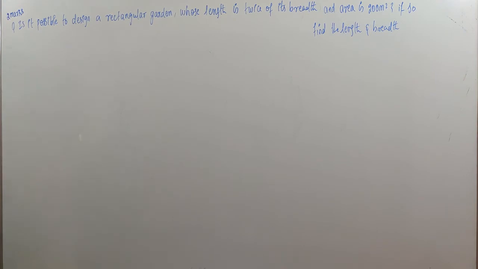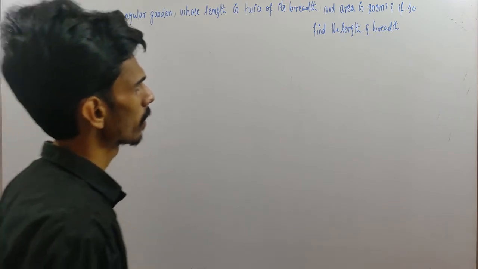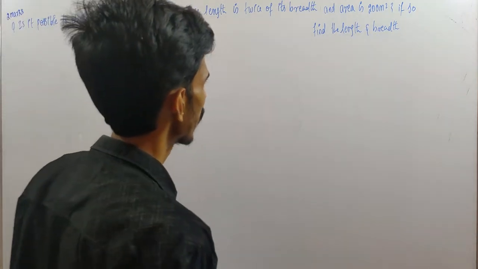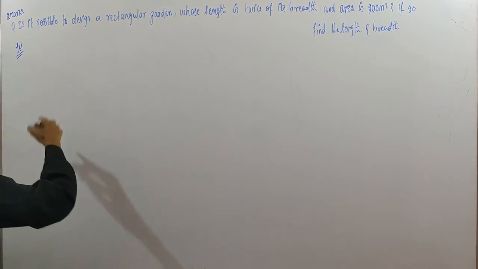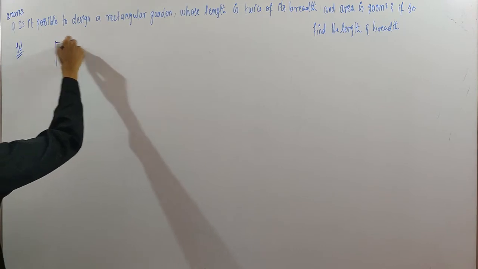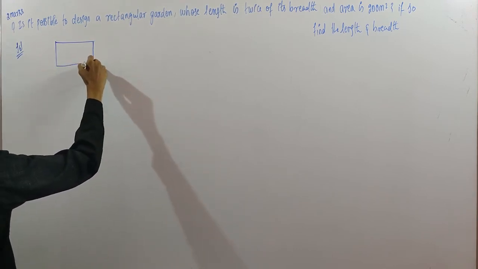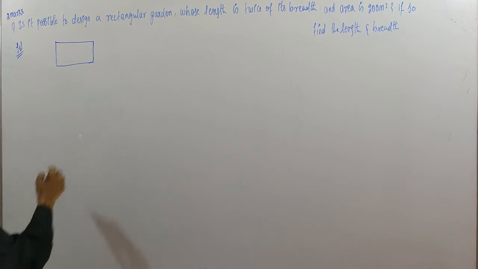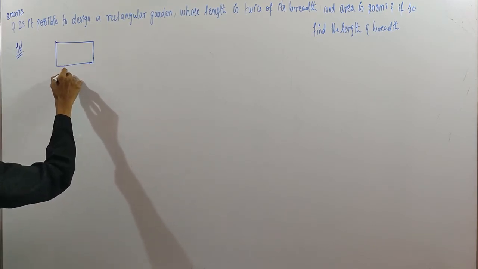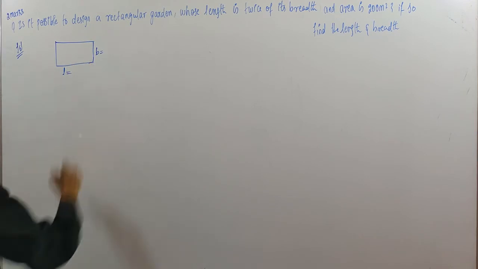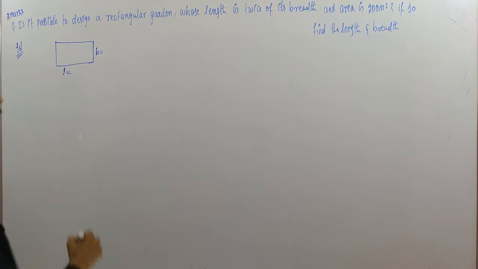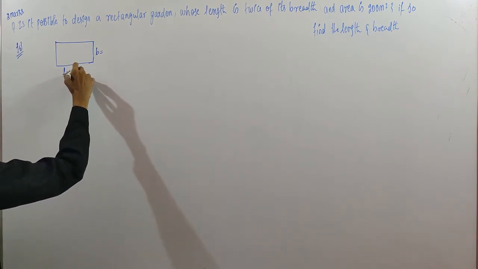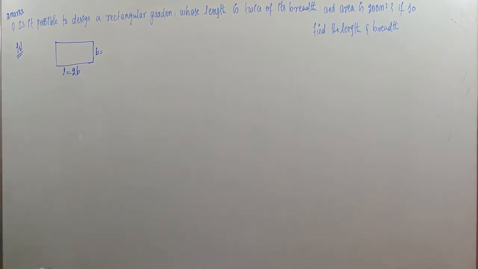Is it possible to design a rectangular garden whose length is twice of its breadth and area is 200 meters square? If so, find the length and breadth. Now rectangular garden is there. So draw a rectangle. This is the rectangle we have. Length L and this is breadth B. It is given as length is twice of its breadth. So L is equal to 2B.